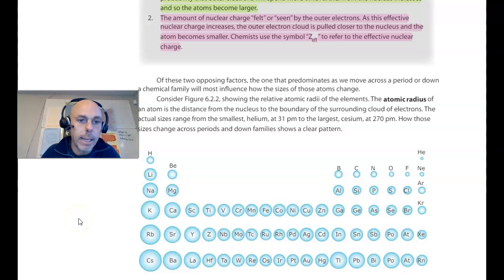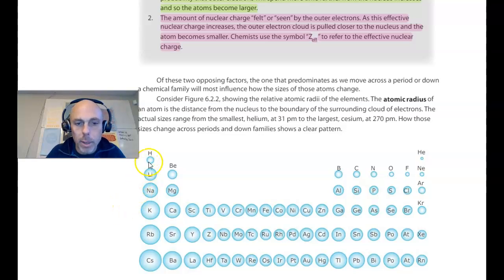This is Lecture 18, Part 2, Periodic Trends, specifically ionization energy and electronegativity. But we are going to begin this conversation reviewing the trend in atomic size or atomic radius, which was what we left off with at the end of Lecture 18, Part 1.